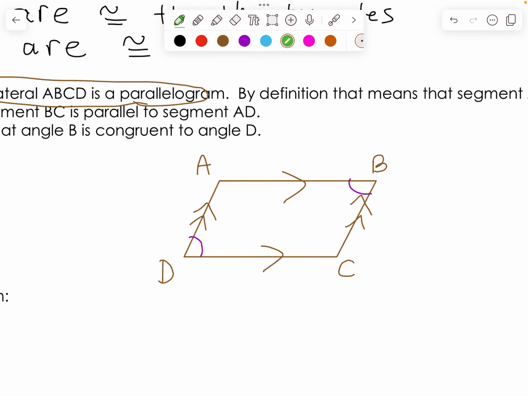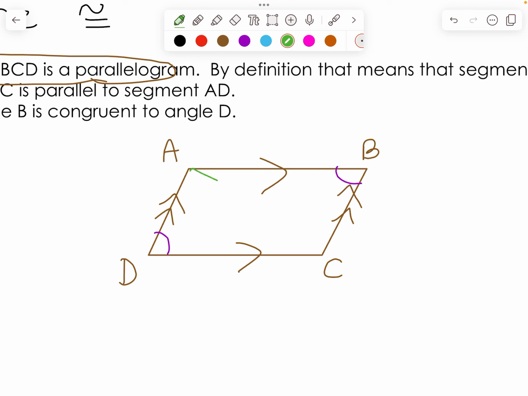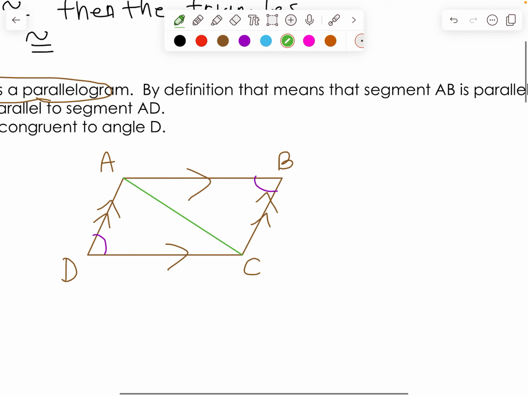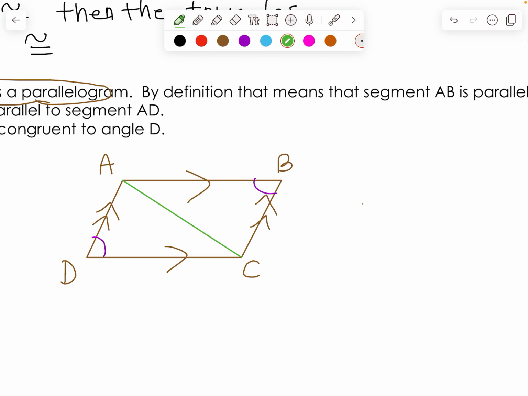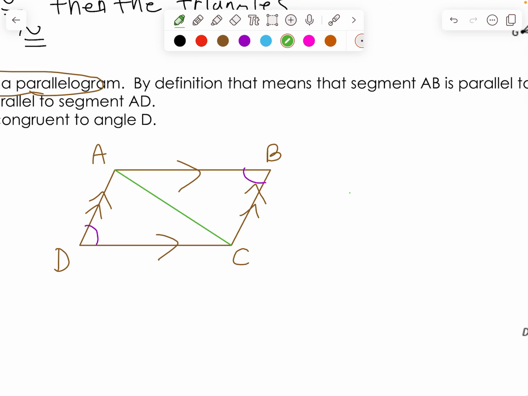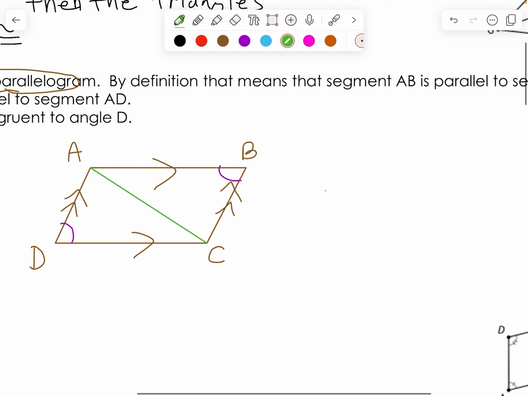All right, what's super helpful is, you draw a diagonal, and then we can say we have two triangles. We can prove the triangles are congruent, and their corresponding parts are congruent. All right, so I know AC is congruent to AC, reflexive.